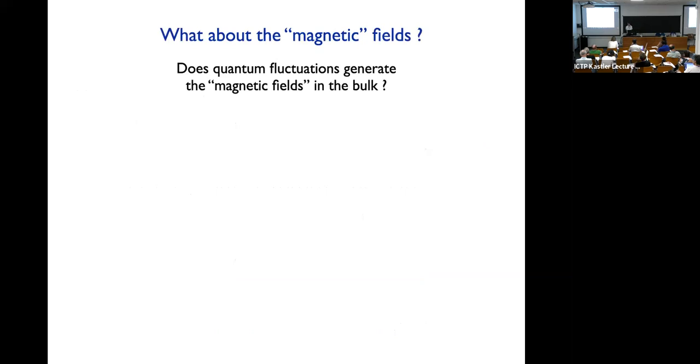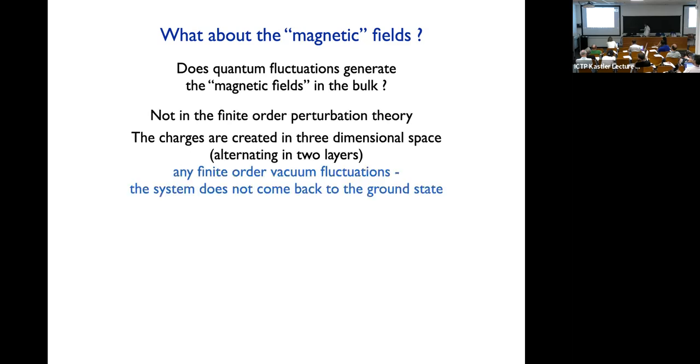Okay, now tunneling. So far I only talked about the electric field. But then you can ask me, where is the magnetic field? Because in a fully quantum theory, I should also have a magnetic field, not just an electric field. And these are basically the tunneling processes that you talked about. So how may quantum fluctuations generate the magnetic field in the bulk? We look at that. And interestingly, we don't generate this in finite order perturbation theory.